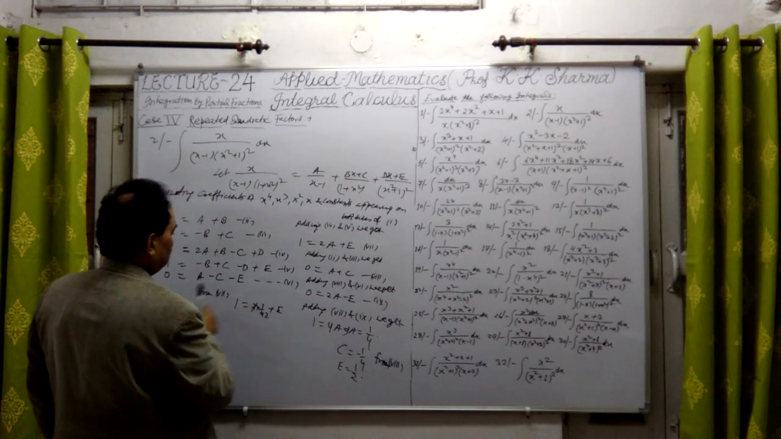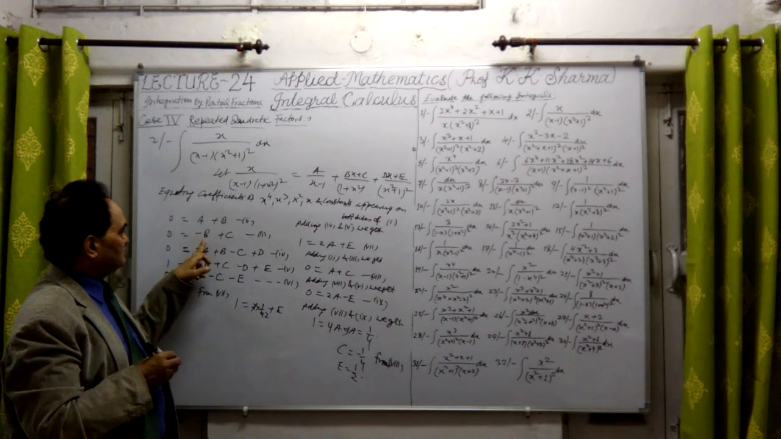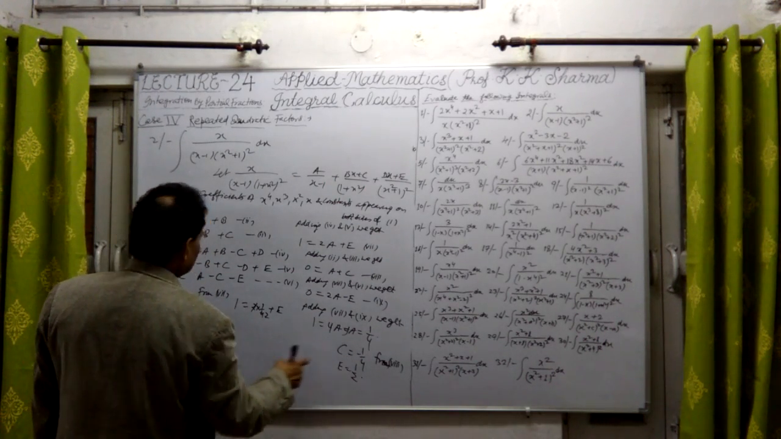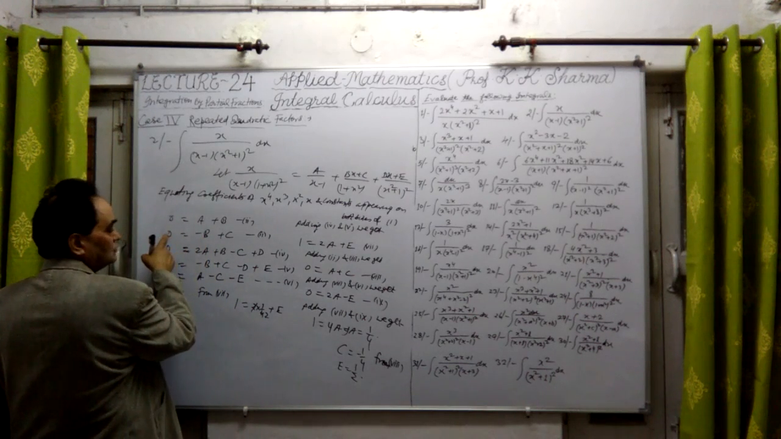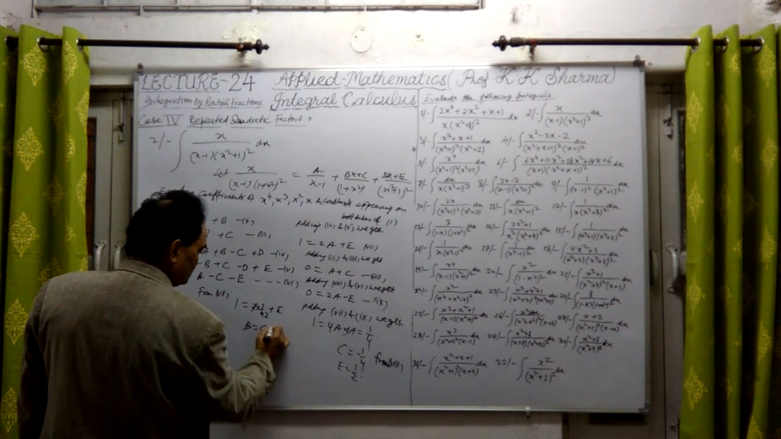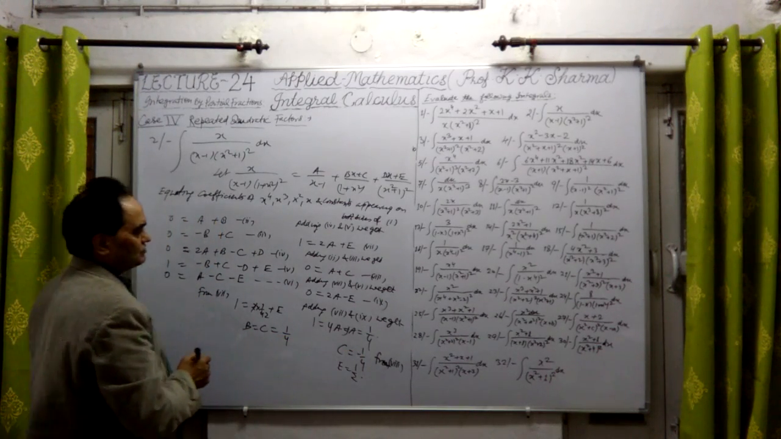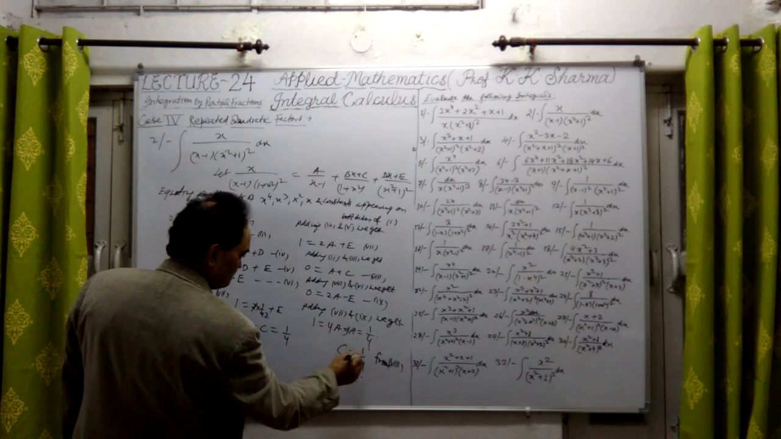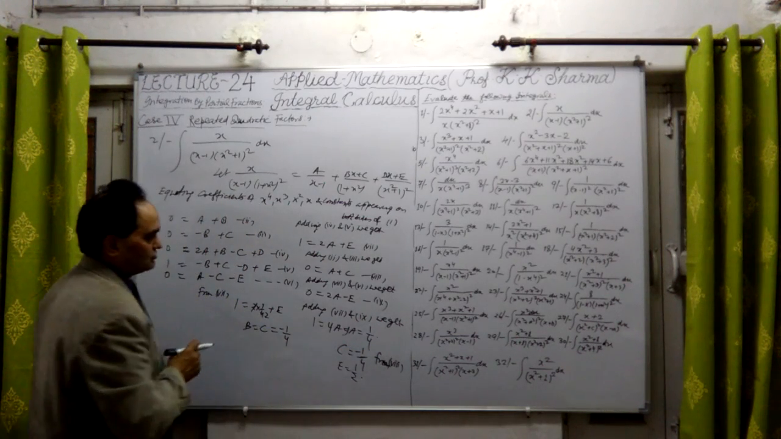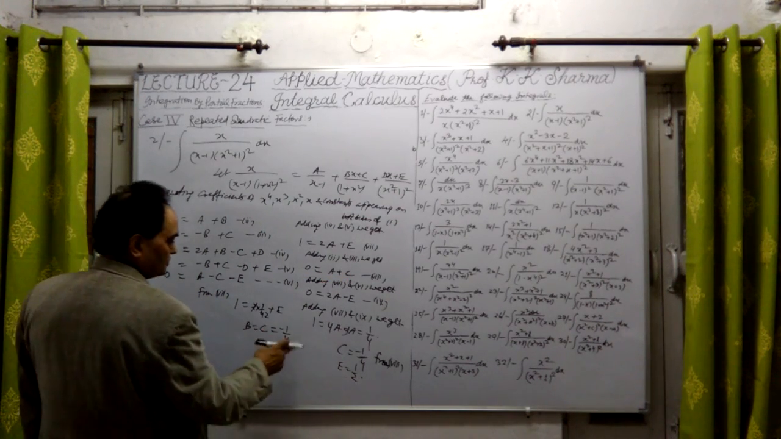C is obtained. A and E are obtained. Now let me talk about B here. Because C is obtained, B will be the same value, because minus B equal to minus C, or C equal to B. And B is equal to C is equal to minus 1/4. Yeah, it is minus 1/4 here. So B and C both are same, minus 1/4.